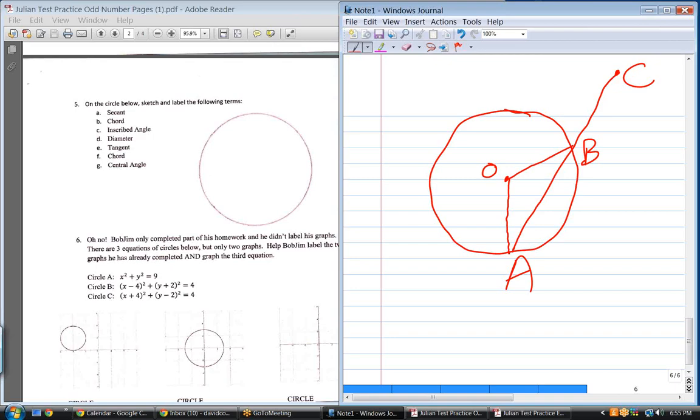OAB. OA is just a line, okay? So OAB gives this inscribed angle. In other words, inscribed means where one of the vertexes is on the edge of the circumference. Also, OBA is also an inscribed angle. I know you know what diameter is. Tangent is what?